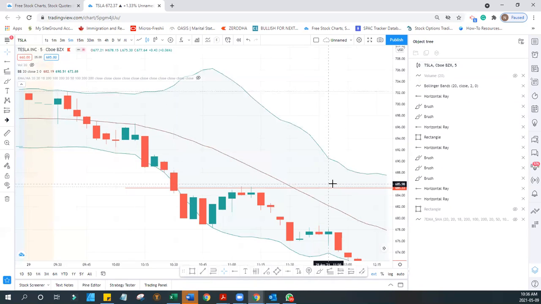Everybody understood how to use the Bollinger Band? I'm not sure. Did anybody use the Bollinger Band for a trade or no?